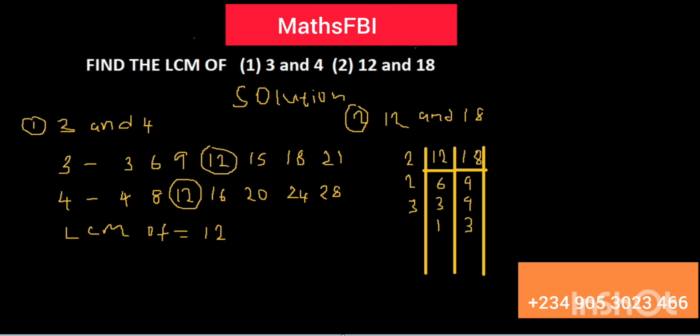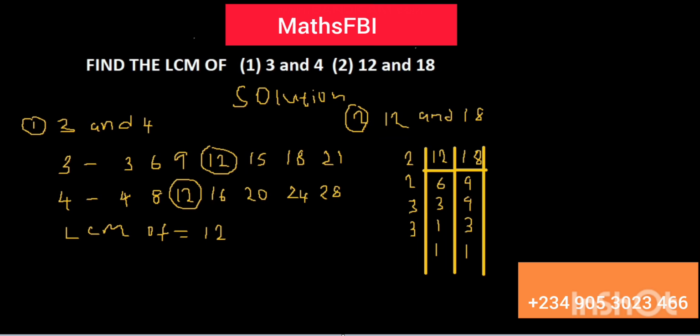We go ahead and still make use of the number 3 as a factor. 3 in 1, 3 is not a factor of 1, so bring down 1. 3 in 3 is 1. And the rule is, when you divide to a point where you have 1 and 1 as the answers, that marks the end of dividing.